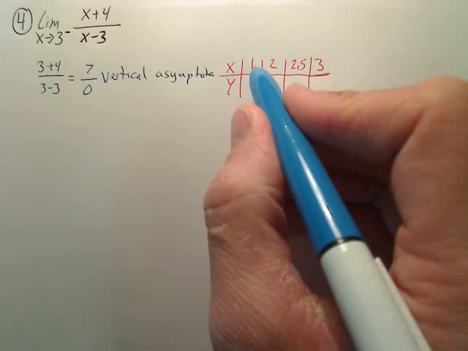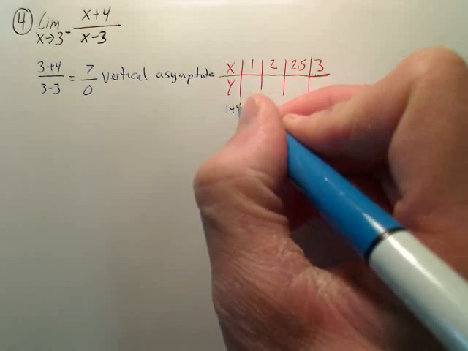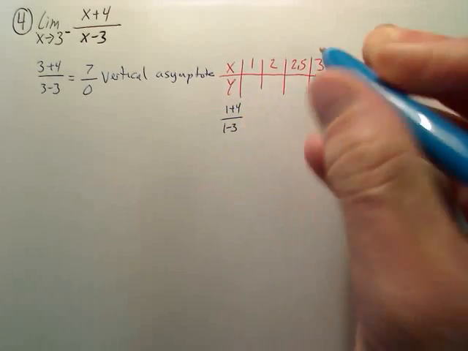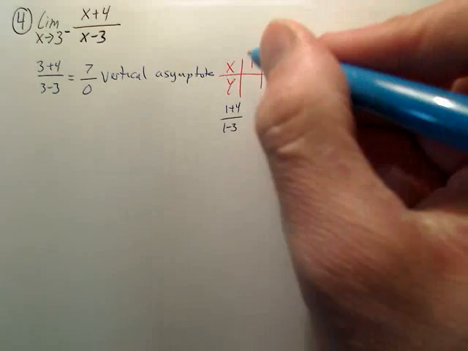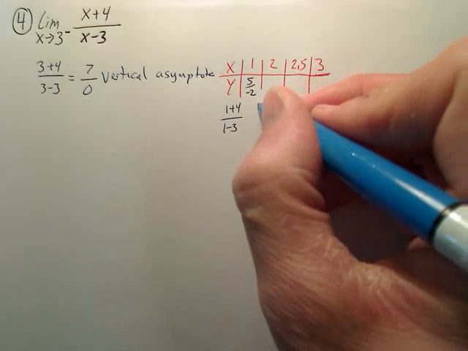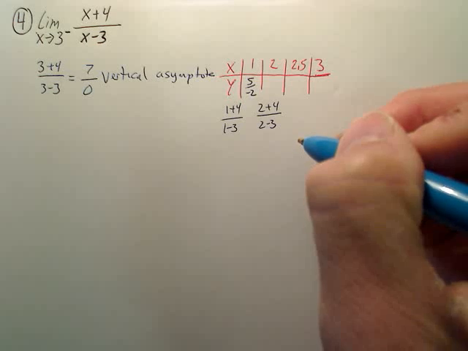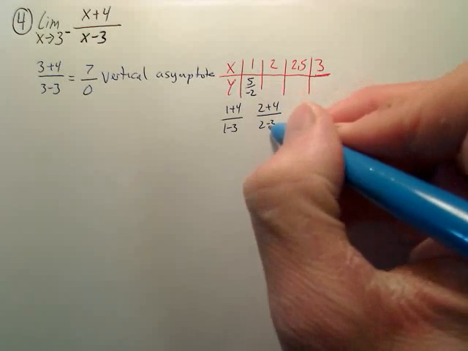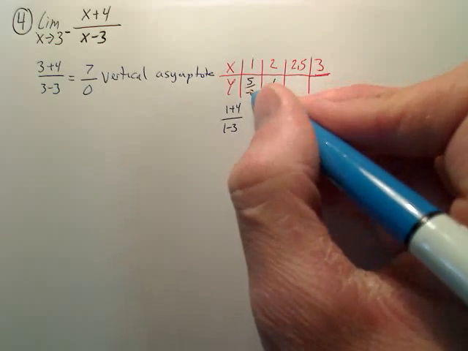When you plug in 1, what do you get? Well, that's 1 plus 4 over 1 minus 3, which is, what, 5 over negative 2? When you plug in 2, you get 2 plus 4 over 2 minus 3, which looks like negative 6. Now, isn't this right here negative 2.5?